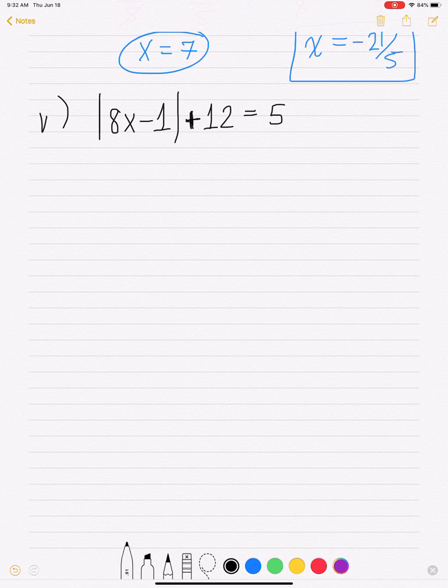Well, always remember when you're solving absolute value equations, you want to get the absolute value by itself. So we have to get rid of this plus 12 that's outside of the absolute value. So we're going to subtract 12 from both sides. And that's going to leave us with, on the left side, the absolute value of 8x minus 1 equals, the right side, we're going to have 5 minus 7. 5 minus 7 is negative 7.